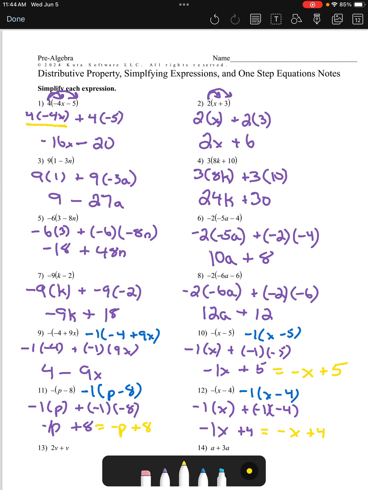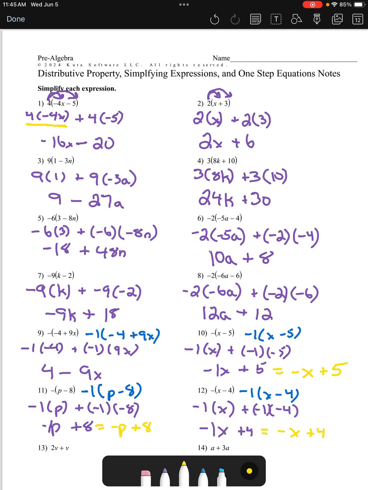Now, something the eagle-eyed amongst you may have spotted. In number 9, inside the parentheses, we have negative 4 and positive 9x. And our answer is positive 4 minus 9x. They've changed sign. In number 10, inside the parentheses, we have a positive x and a negative 5, but our answer has a negative x and a positive 5. And this pattern continues in 11 and 12.